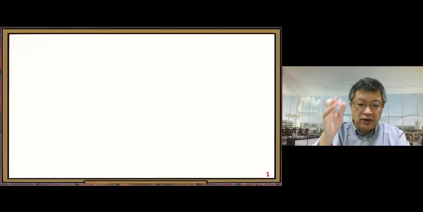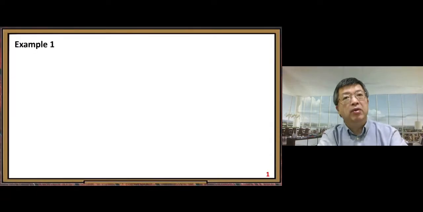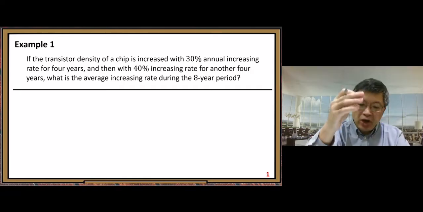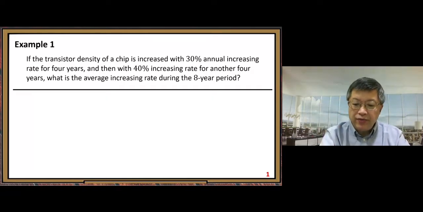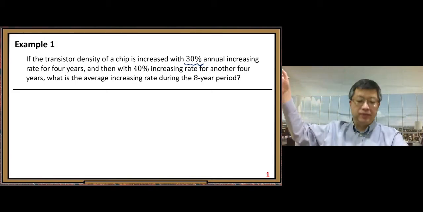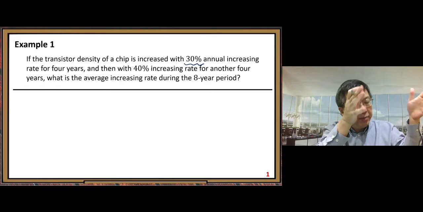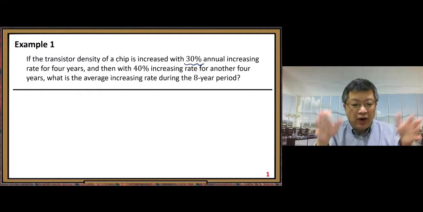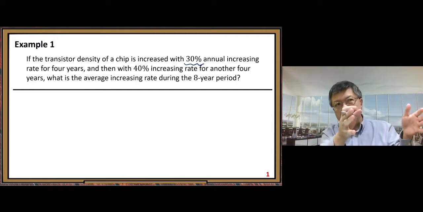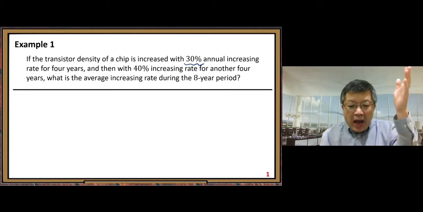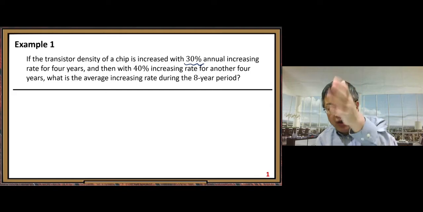All right, so first, let's look at the question. Our example number 1. If the transistor density of a chip is increased with 30% annual increasing rate for 4 consecutive years, the first part of the period, and then with 40% increasing rate for another 4 years period. So total 8-year period. What is the average increasing rate during the 8-year period?